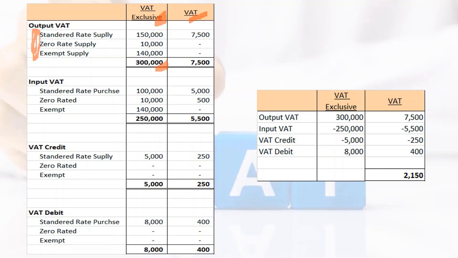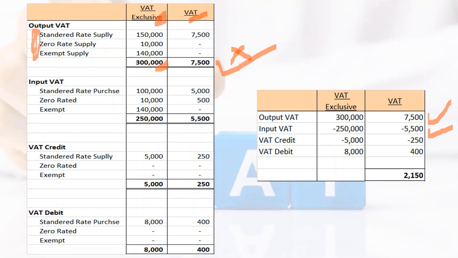Here I have put VAT amount. These are the input VAT, then output VAT, sorry, the VAT you have collected from your customers. Then here input VAT, you have to reduce this from your output VAT. Then here VAT credit notes and VAT debit notes. Here I have put the summary: your output VAT total you have collected is 7500 as per the previous summary, and your input VAT you can deduct from your collections. I have deducted that, 5500.